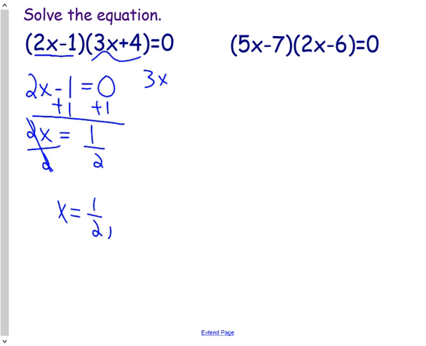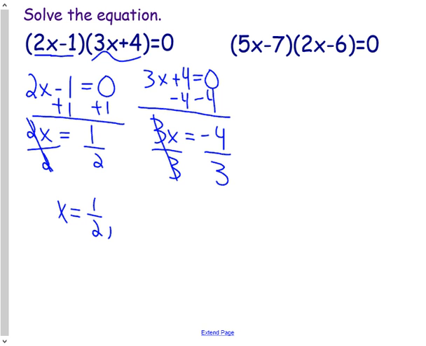And now we have to do the other part. 3x plus 4 equals 0. Subtract 4 from each side. 3x equals -4. And divide by 3 to get -4/3. Now, -4/3 is technically not a simplified fraction. It's an improper fraction where we have a numerator greater than the denominator, but we're just going to leave it like that because it's in the form that is easiest to plug back in if we wanted to double check.